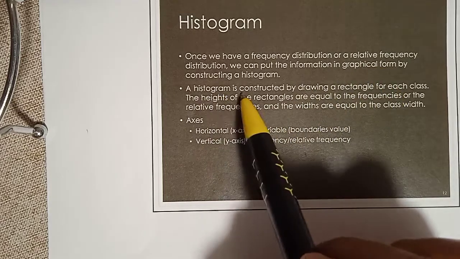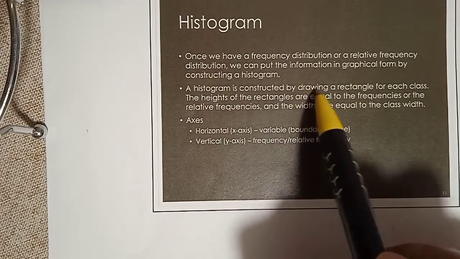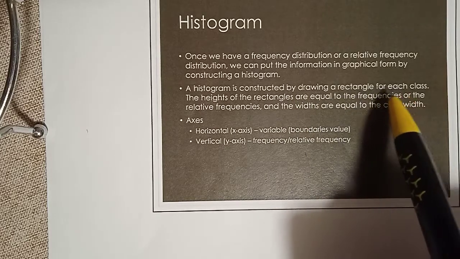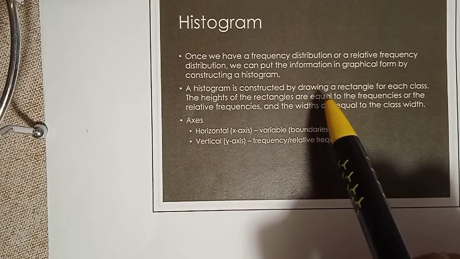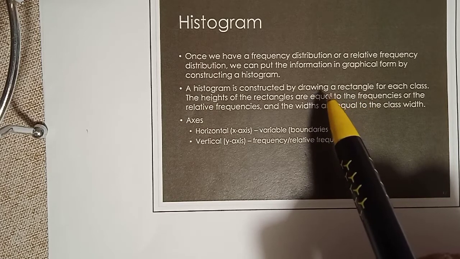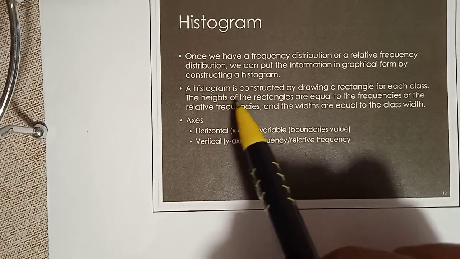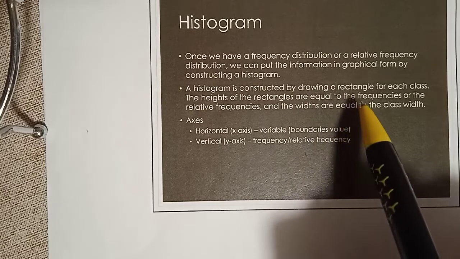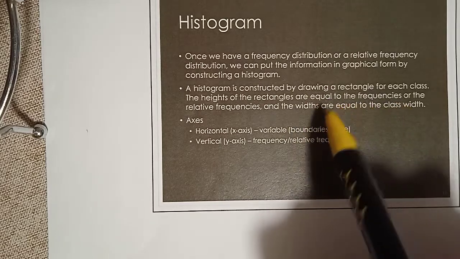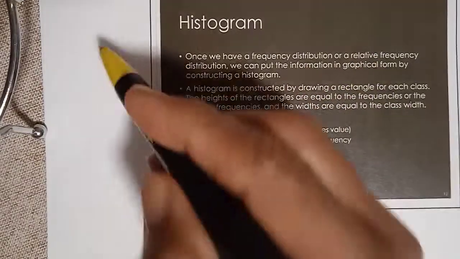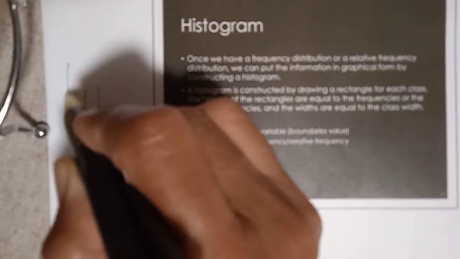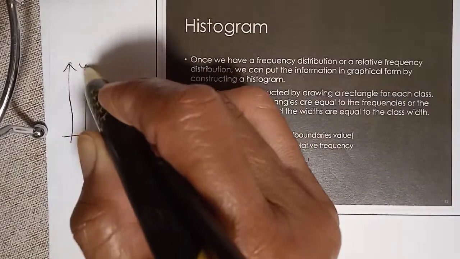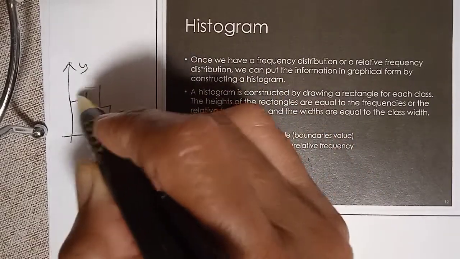Okay, histogram is constructed by drawing a rectangle for each class. I'm sure all of you know what the histogram is like. We can form a histogram from Excel. The height of the rectangles are equal to the frequencies. The height of the rectangle. So a rectangle is like this. So this is the histogram, with the y-axis and x-axis.